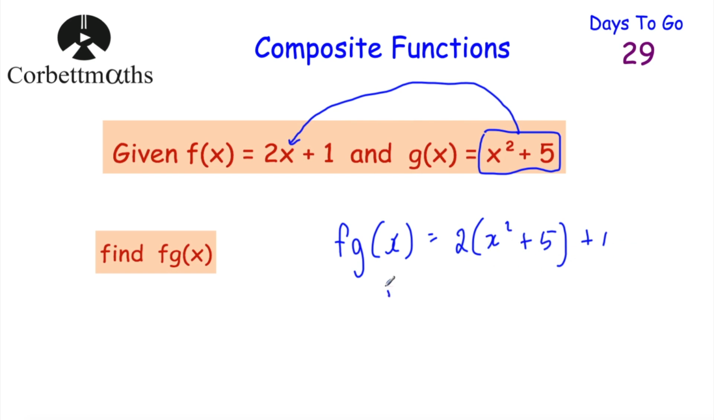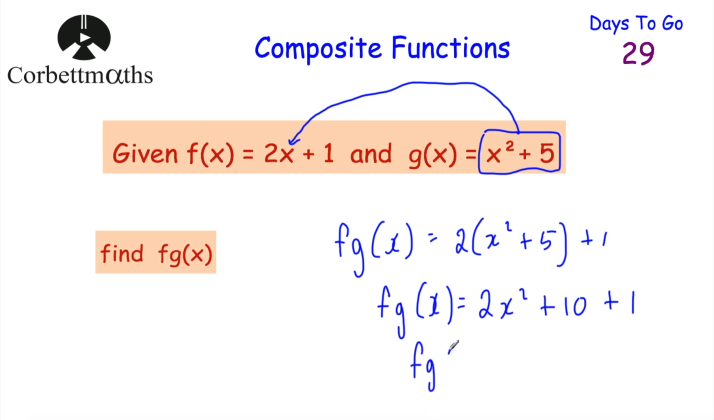Now we just need to expand our brackets, so fg of x would be equal to 2 times x squared, which is 2x squared, and 2 times 5 is 10, so plus 10, and then we've still got our plus 1. If we simplify this, fg of x would be equal to 2x squared, and then 10 plus 1 is 11, so plus 11. So our composite function would be 2x squared plus 11, and that's it.